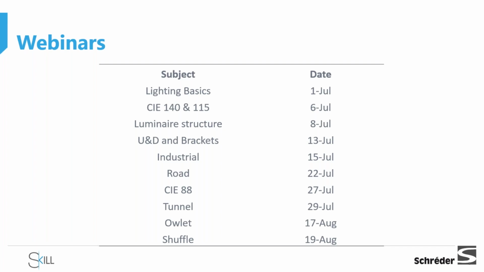Then we will have another series of webinars dedicated to the Schroeder portfolio and products, starting on the 13th of July with Aerobandico and the brackets. On the 15th of July, we will have the industrial portfolio. On the 22nd, the road portfolio. On the 29th, the tunnel portfolio. And finally, in August, on the 17th and 19th, we will have the portfolio targeting smart cities with OLED and Shuffle.